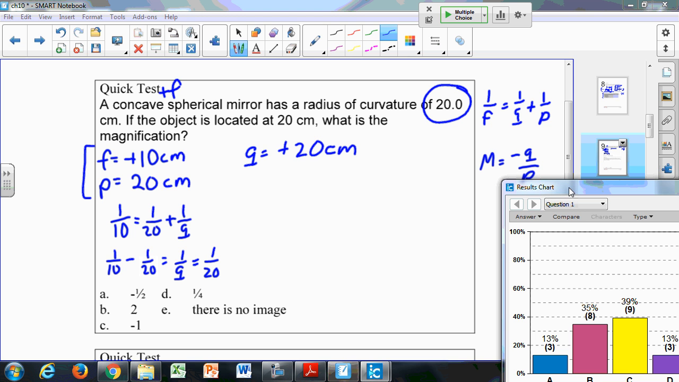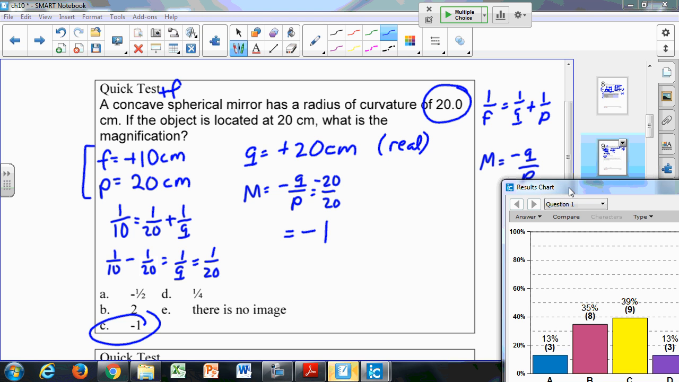What type of image is that? It's a real image, because q is positive. Now I also want to know the magnification. It's negative q over p. That's negative 20 over 20, and so my magnification is negative 1. So C is the right answer there.